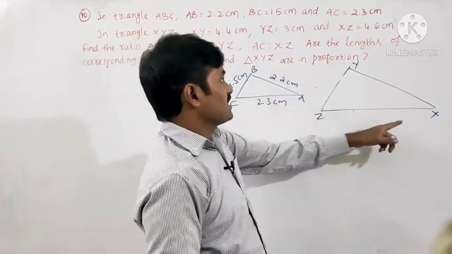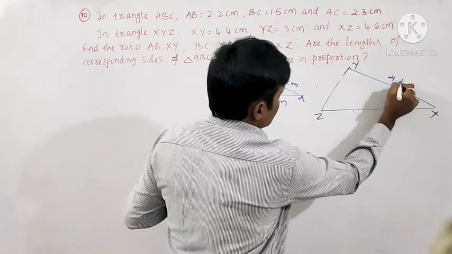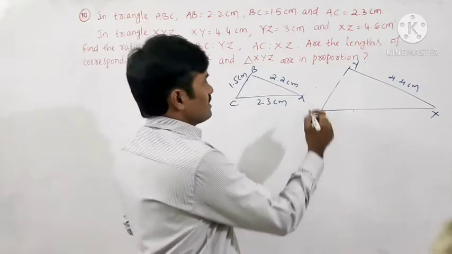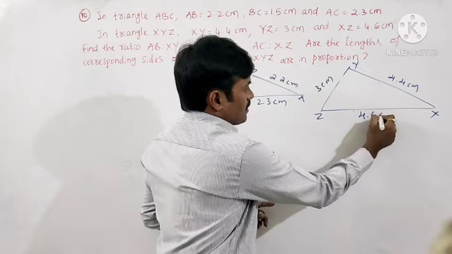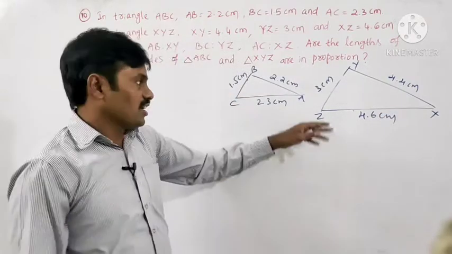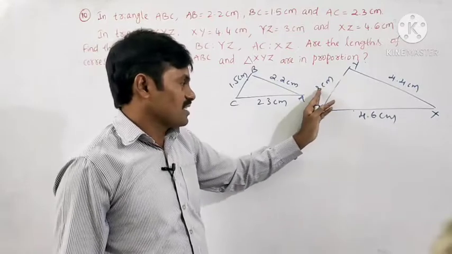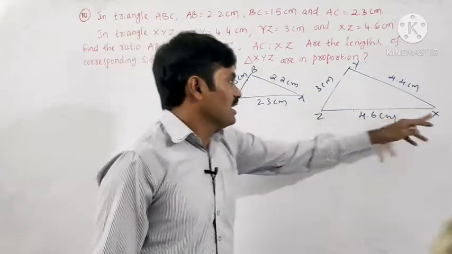And the next one is triangle XYZ. XY is 4.4 centimeters, the side YZ is 3 centimeters, and XZ is 4.6 centimeters. According to their length, I have taken proportionally. This one is a smaller triangle than the other, so I have considered them like this: ABC, XYZ.